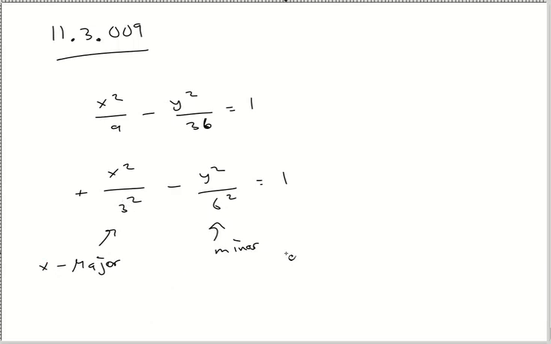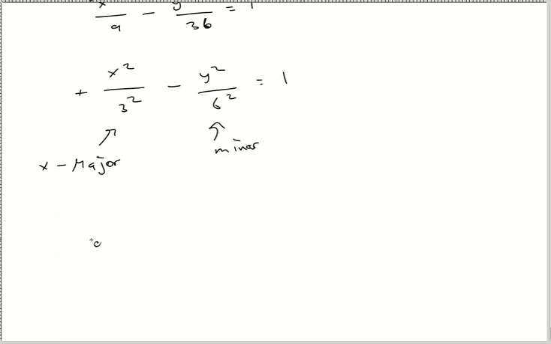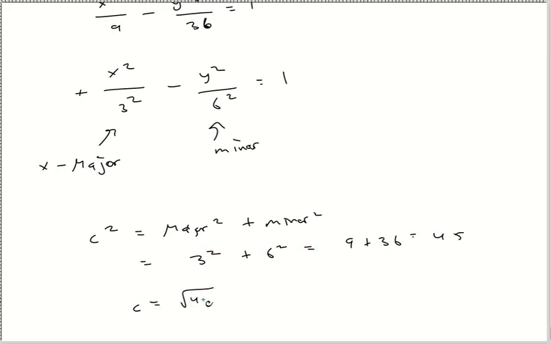They're going to want a lot more stuff with this particular problem, so let me start finding all of the little nitty-gritty things. So c squared is equal to major squared plus the minor squared. So 3 squared plus the 6 squared. 9 plus 36 equals 45. And so then c is equal to the square root of 45 when you square root both sides there.